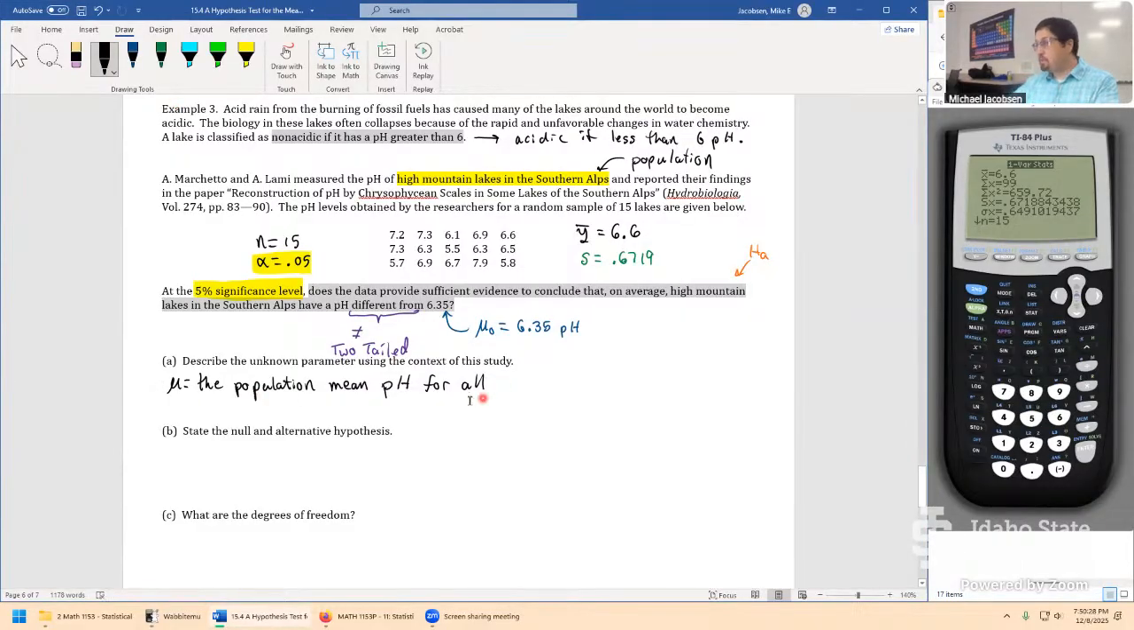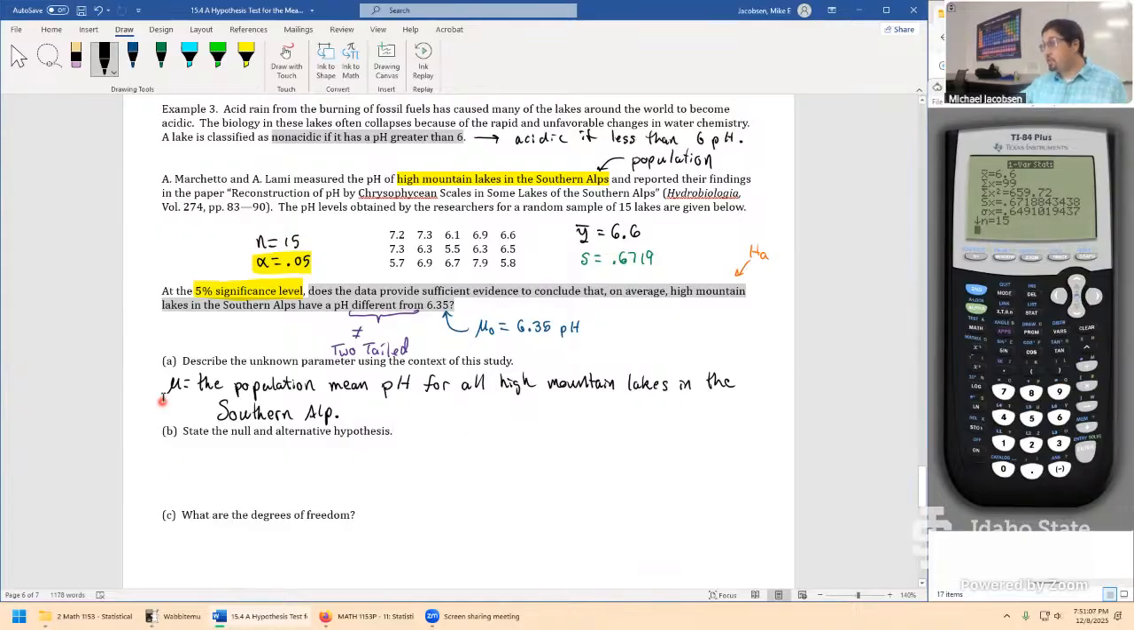So going back to the parameter, we use the population mean pH for all high mountain lakes in, if you said just the Alps, that's tempting. I'm almost out of paper. I think that'd be just fine. But let's go with in the southern Alps. I don't know if that's redundant. I don't know if every lake in the Alps is high mountain, but we're specific now, southern Alps. So after that's done, we can state the null alternative in terms of that parameter.